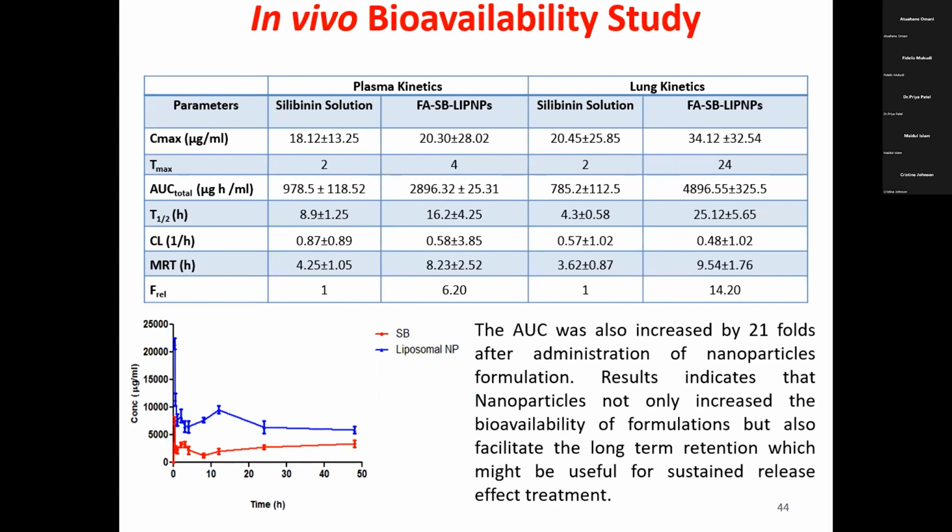In the in vivo bioavailability study, compared with the solutions and also analyzing plasma and lung kinetics, it shows the AUC, that is the area under the curve, was increased by 21 folds after administration of the nanoparticle formulations. So it indicates it not only increases bioavailability, but also facilitates long-term retention, which might be useful for sustained release and effective treatment.